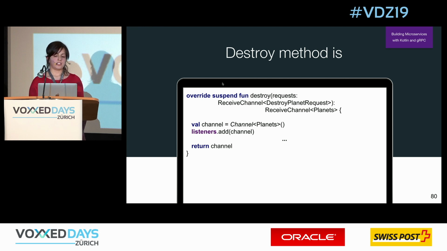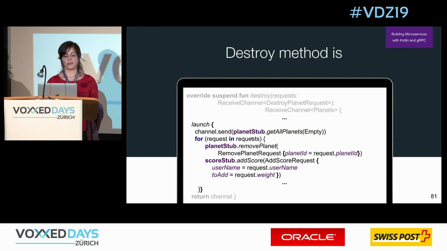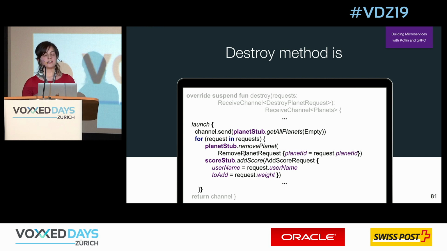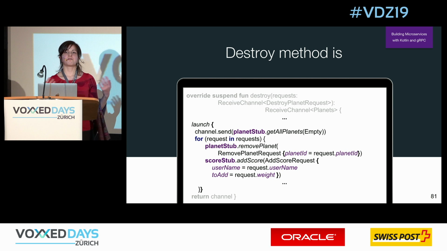And again, we subscribe to this channel, and we return the same channel. And then we are launching coroutines. We are sending all the planets that we have to the channel. And the coolest thing is that we do not use any stream observers here. We are just iterating over this channel like it is a list. Isn't it magic?